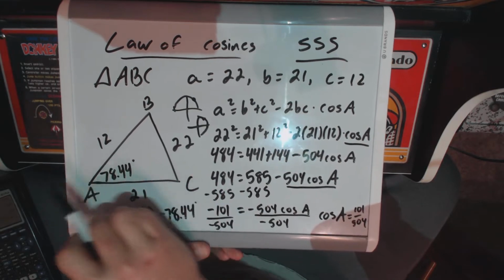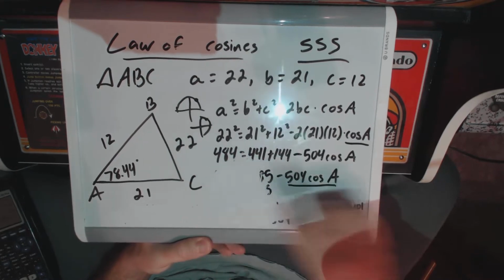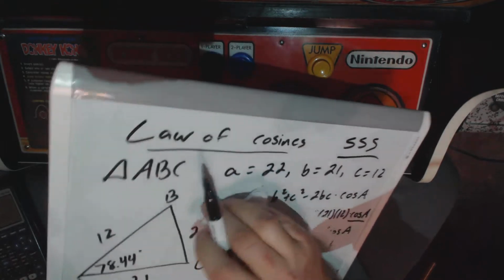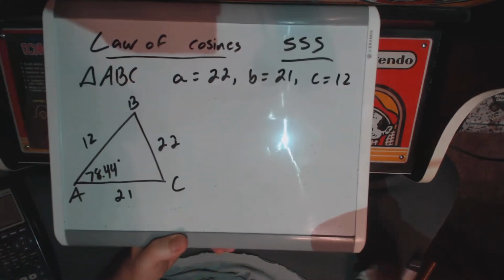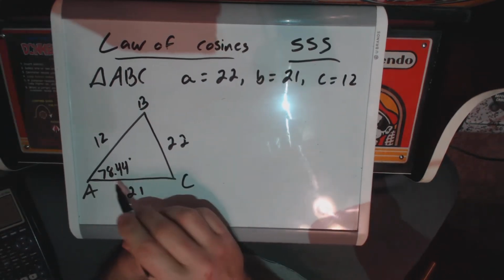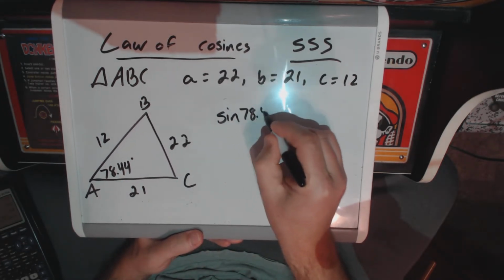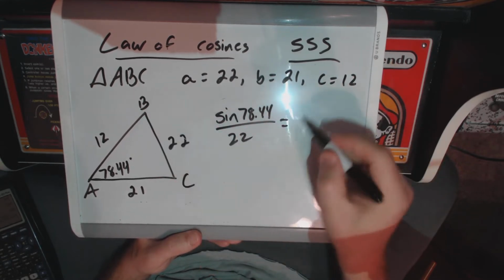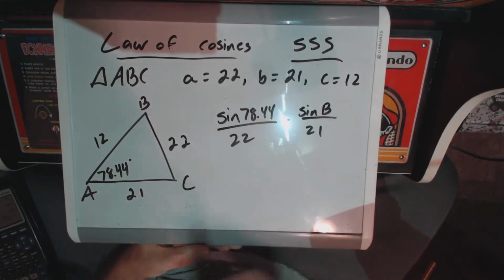So now that we have that, and law of cosines is admittedly a little harder than law of sines. It's not that bad, but it's a little more work. But here's the good news. Now that we've done that, we can simply go back to the law of sines, because we have angle A and side A, right? So what we could say is sine 78.44 over 22 equals, say you want B, sine of B over 21. And this is going back to the law of sines stuff.